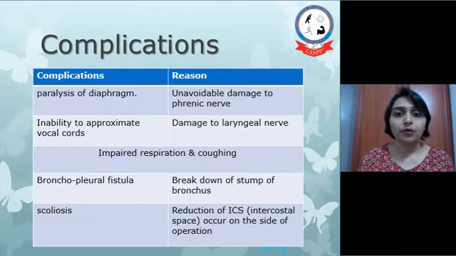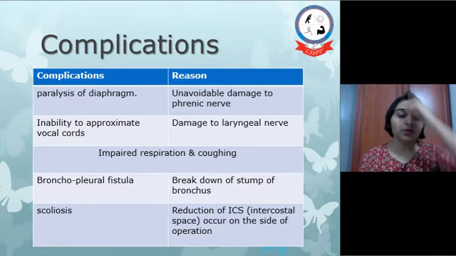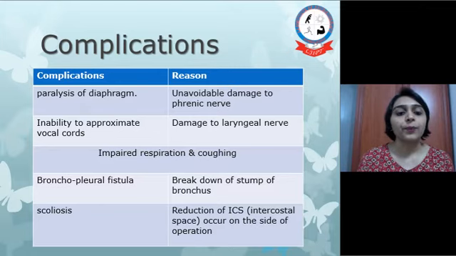Complications. Apart from routine surgical complications like lung infection, wound infection, sometimes even deep vein thrombosis and other circulatory complications, here are some of the complications which are specifically seen in a case of pneumonectomy, which are paralysis of the diaphragm, due to unavoidable damage to the phrenic nerve, and inability to approximate vocal cords due to damage to the laryngeal nerve. Both of these complications lead to impaired respiration and coughing.